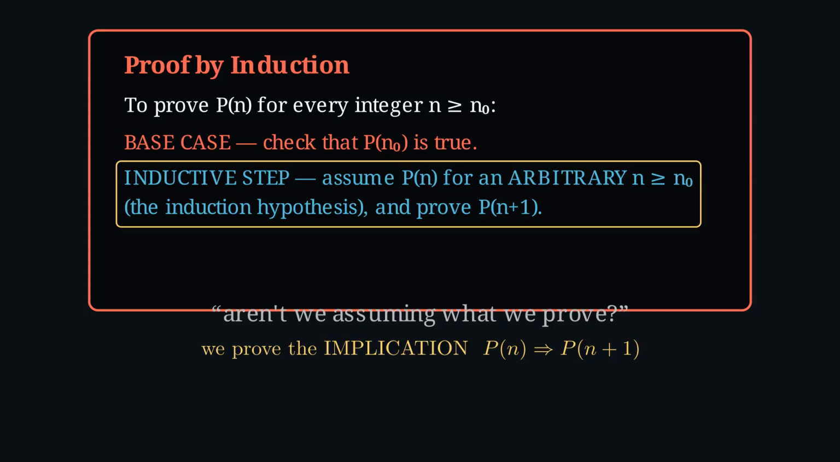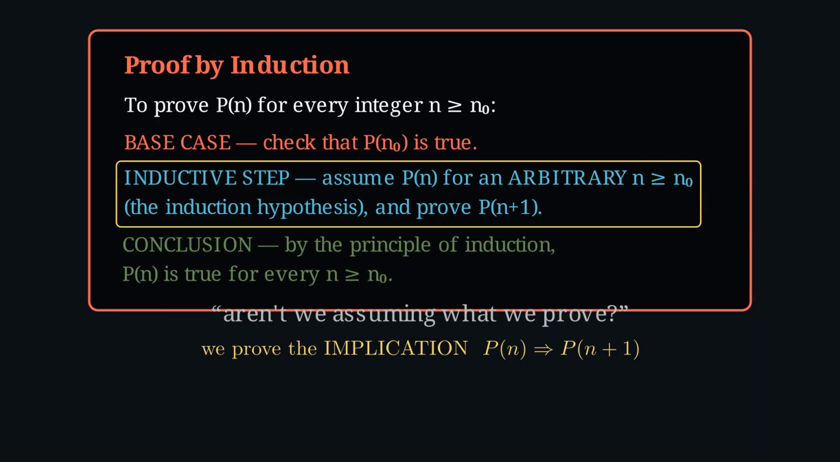And no, we are not assuming what we want to prove. P of n is a temporary assumption at one arbitrary but fixed rank. What we actually prove is the implication. If it holds at that rank, then it holds at the next. And since the rank was arbitrary, that implication stands at every rank. Conclusion. By the principle of induction, the property holds for every rank.